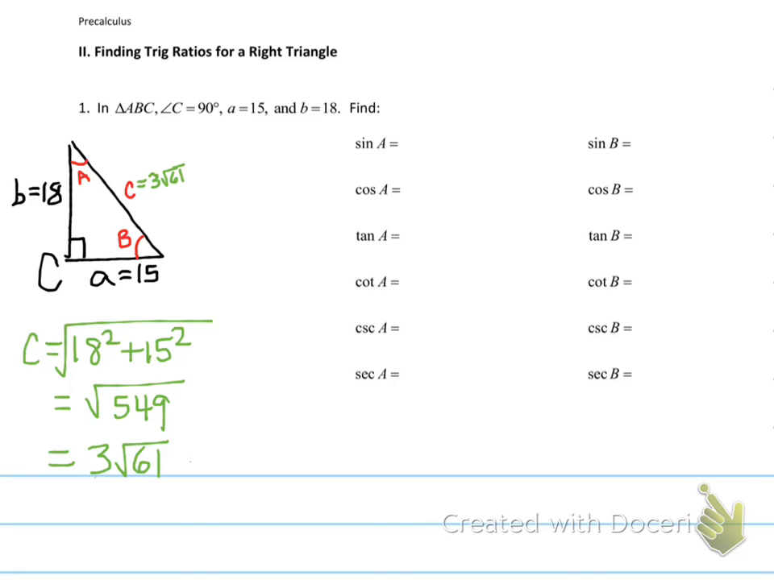Okay, so your third and final step is to calculate all of these ratios that you see over here on the right-hand side. So sine, we'll do sine first. So sine of A, this is A right here. So sine of A is opposite over hypotenuse.